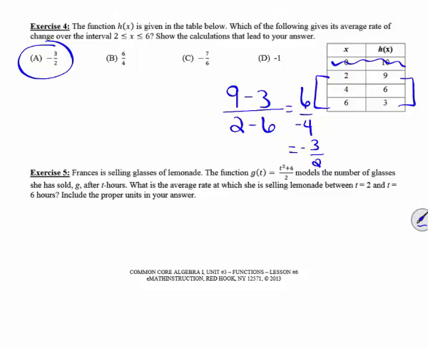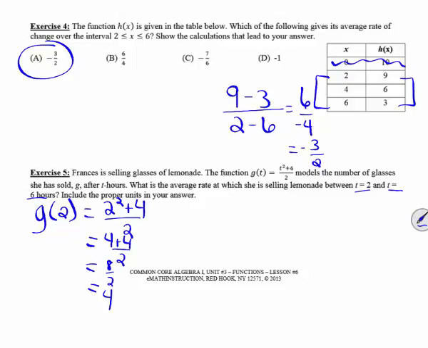Frances is selling glasses of lemonade. The function g of t models the number of glasses she has sold. What is the average rate? We have to evaluate for t of 2 and t of 6. So I'm going to do g of 2. That's going to be 2 squared plus 4 divided by 2. 2 squared is 4. 4 plus 4 is 8. 8 divided by 2 is 4.